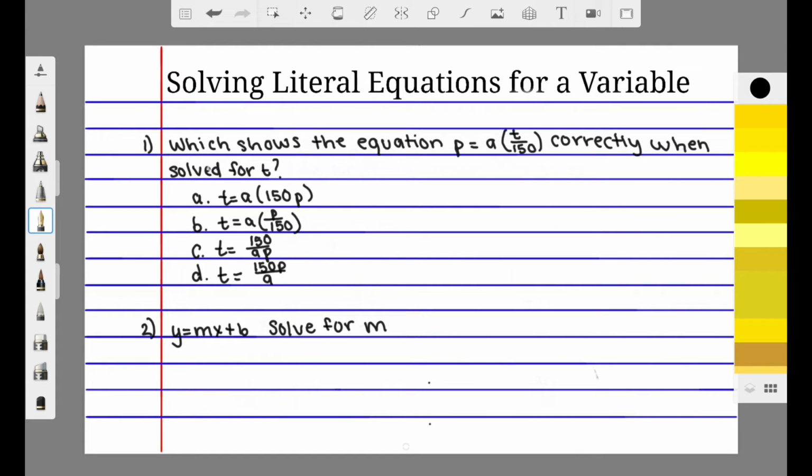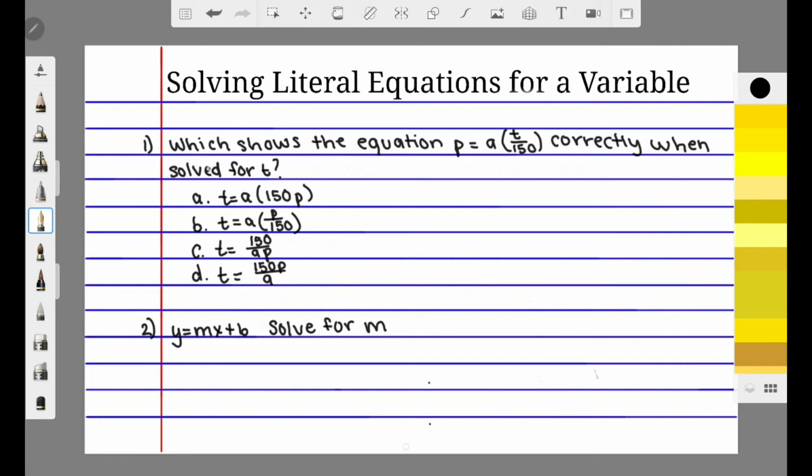Alright, practice problem number 1 is a multiple choice question, which shows the equation P is equal to A times T over 150 correctly when solved for T. A, T is equal to A times 150P. B, T is equal to A times P over 150. C, T is equal to 150 divided by AP. And D, T is equal to 150P divided by A. And number 2, the formula literal equation is y equals mx plus b, and I want you to solve for m. Pause the video now and complete these 2 practice problems.